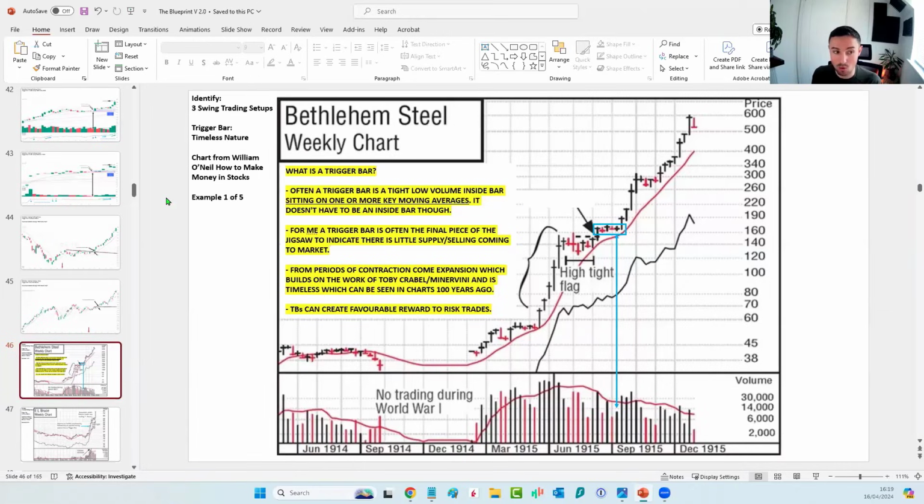Now, this is the key part. What do you see that keeps happening? I'm teaching you what I think. This keeps happening. This keeps happening. So if you take a look at Bethlehem Steel, those of you who have read Reminiscences of a Stock Operator, the Jesse Livermore book, will be familiar with Livermore talking about Bethlehem Steel. Over 100 years ago, nearly 110 years ago, right? Think about this. This is 1915.